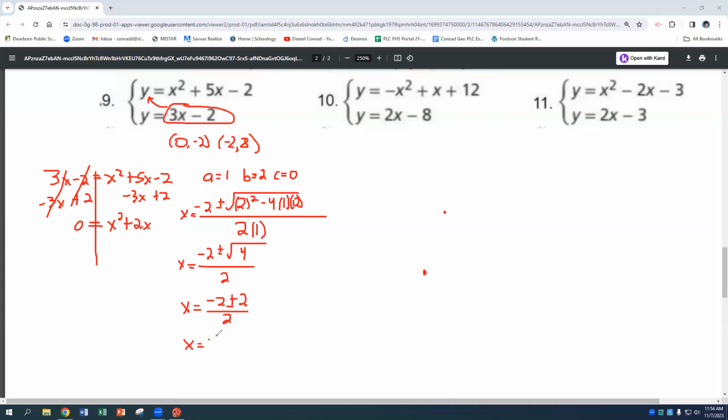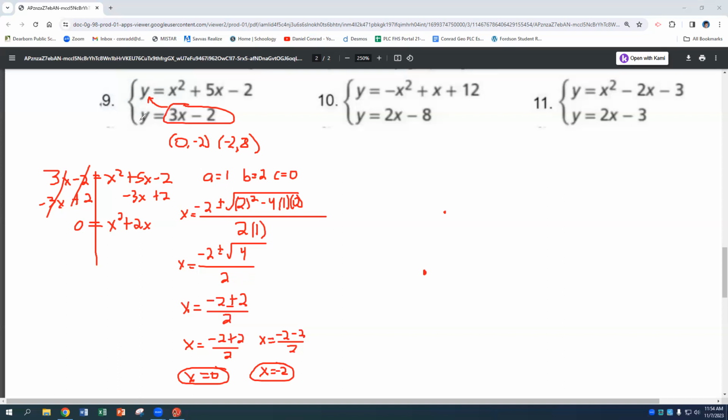Which leaves me with negative 2 plus 2 over 2, which is going to give me x equals 0 over 2, which is 0. And then I have x equals negative 2 minus 2 over 2, which is negative 4 divided by 2, going to be negative 2. So now I have my x values. The only thing I'm missing are my y values.